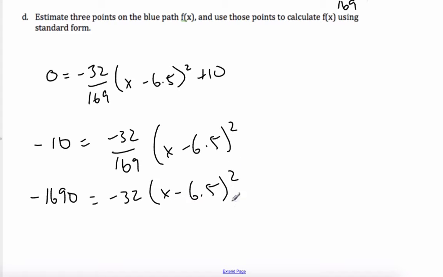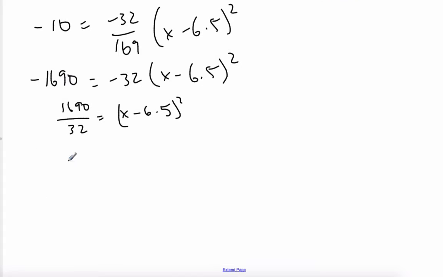Now, because it's in this completely different square form, my trick that I've learned is, as opposed to making one side equal to 0 and expanding this out, I'm going to divide by 32. And let's see if that works out nicely. I'm going to guess not. So we're going to say 1690 over 32 equals, and the negatives cancel out, x minus 6.5 squared. And if I take the square root of both sides, don't forget the plus or minus, I end up with plus or minus, and I'm going to put this as a decimal, which gives me 7.28, plus or minus 7.28.